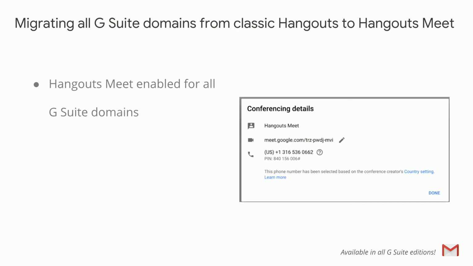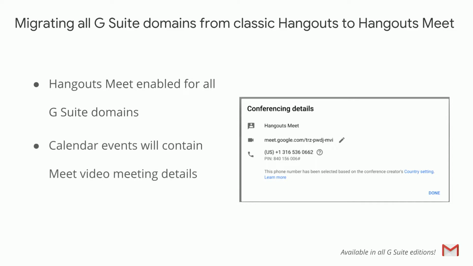Let's get started. Here's the headline news from the month of May. Back in March 2017, we announced Hangouts Meet, the next generation in enterprise video meetings. After continued positive feedback, we've enabled Hangouts Meet for all G Suite domains that are automatically upgrading on G Suite's recommended schedule. This means that all newly created calendar events will contain Meet video meeting details.